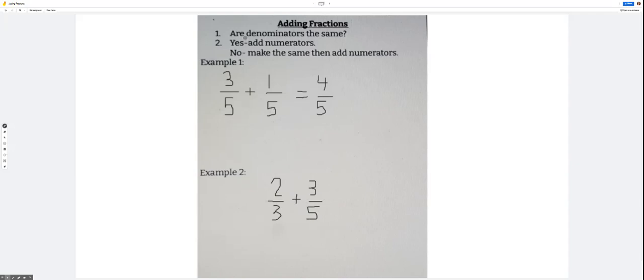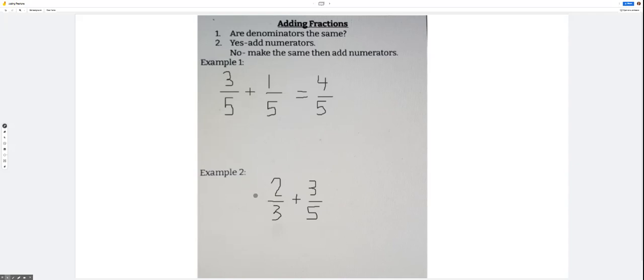And if we're going back up here to number 1, are the denominators the same? So we're looking here at our denominator. We have a 3 and a 5. And you should know by now that 3 and 5 are not the same number. So we have to do an extra step in order to make our denominators the same.